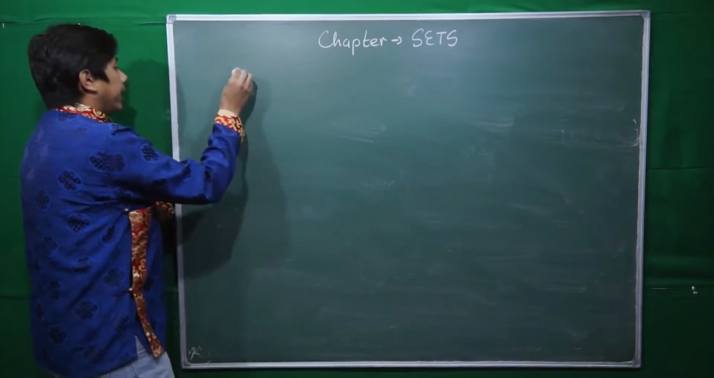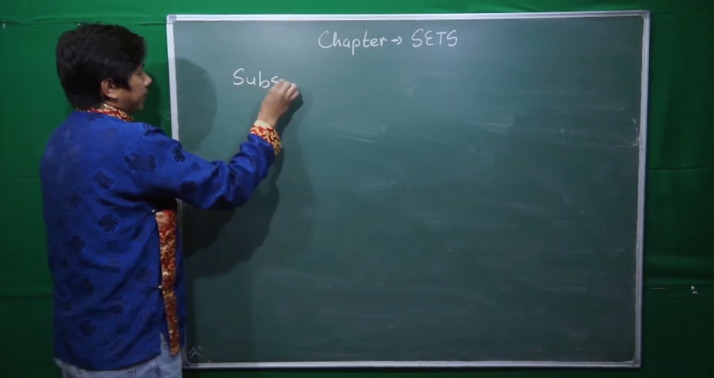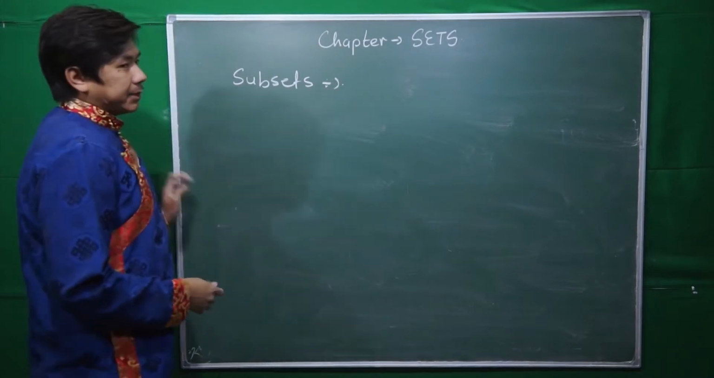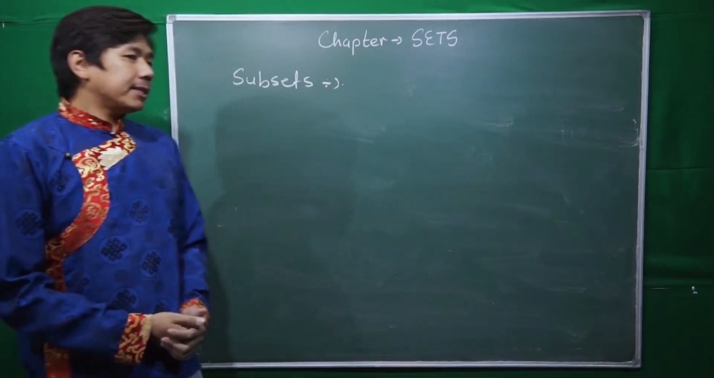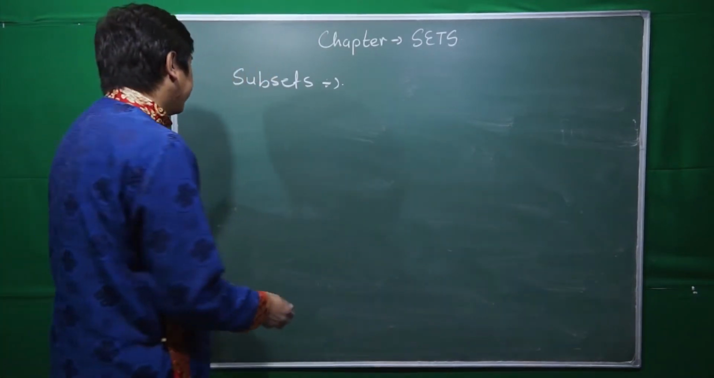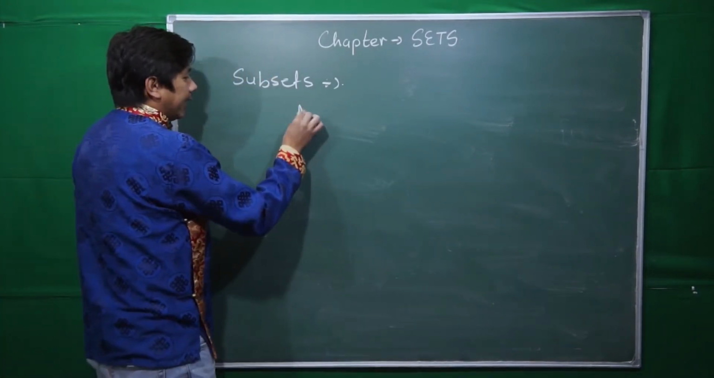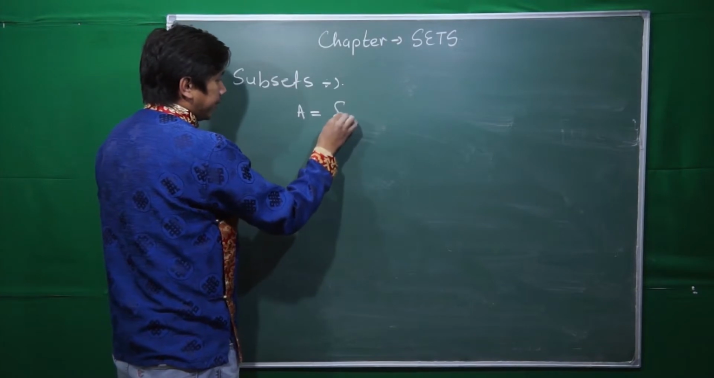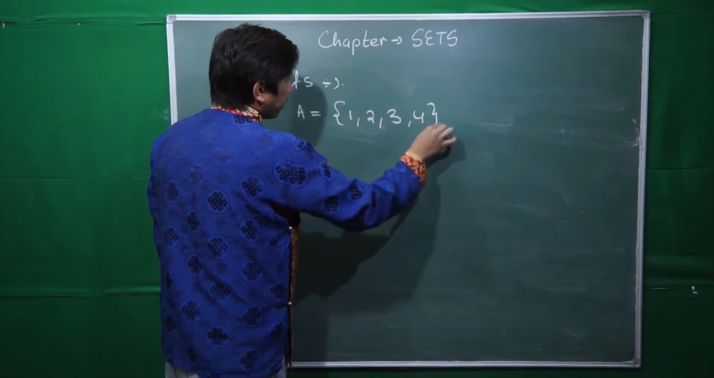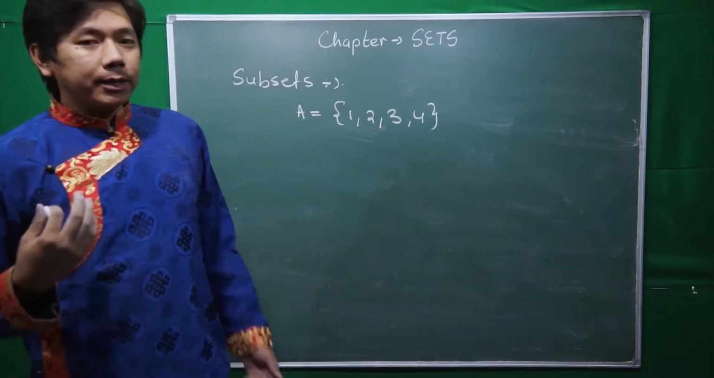Next on the list, we have subsets. Now, this is an important part of the chapter. What is a subset? By the name itself, it suggests that it is a part of a set that was already given. For example, let's say A is a parent set with elements 1, 2, 3, 4. The cardinal number is 4.